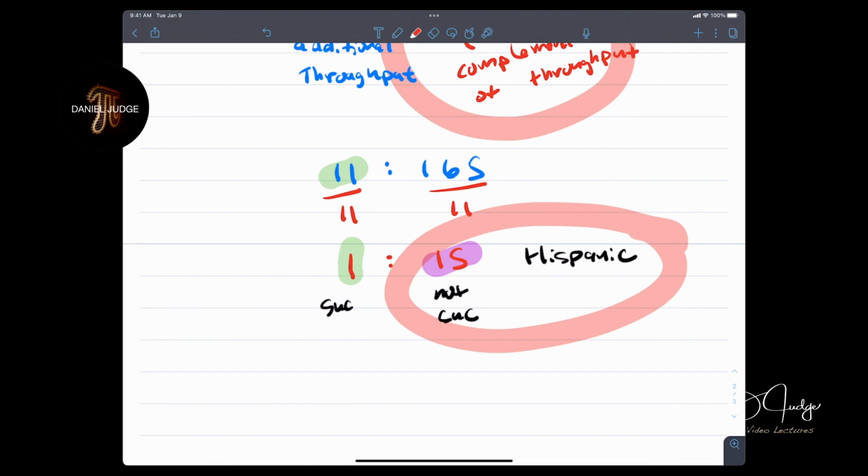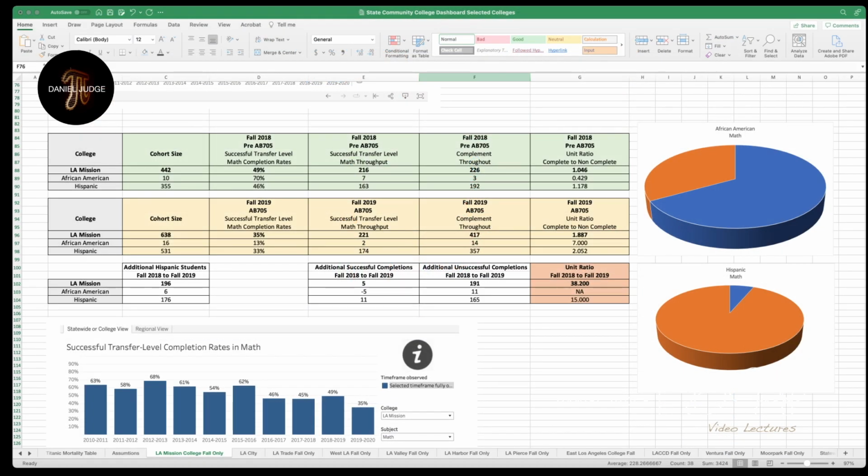Now, it gets worse than that. And here's what I mean. Let me go to Microsoft again, the Excel spreadsheet. You see, for African American students, right? Now, that's a small sample size. So when small sample sizes exist, some weird things do happen.